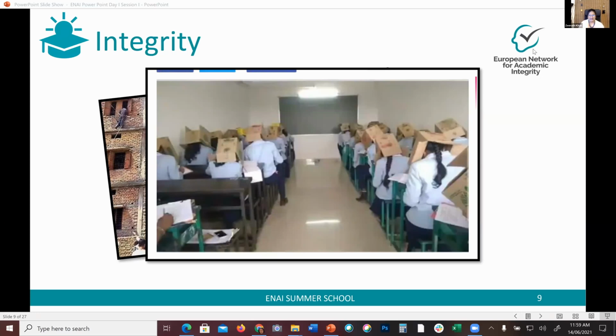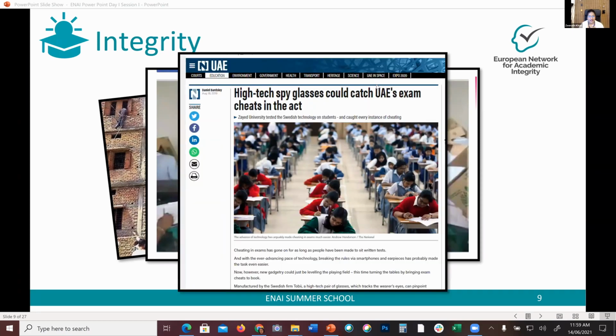Yes, absolute contextual innovation. And the last one, this one happened here in the UAE where this made headlines, where a few university teachers went about trying out high-tech spy glasses that would apparently catch UAE's exam cheats in the act. So again, justifying the means. So the problem with this whole concept of end justifying the means is it's very contextual. What's right for you may not be right for me. And if you're looking at it from a subjective perspective, nobody's ever wrong, right? Because everybody has a justification for what they're doing.